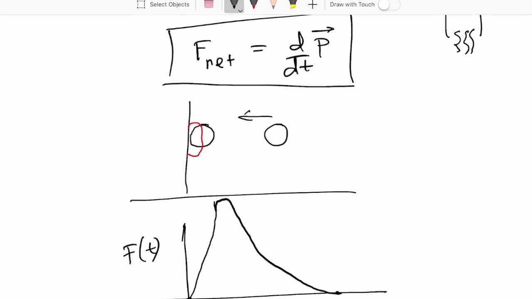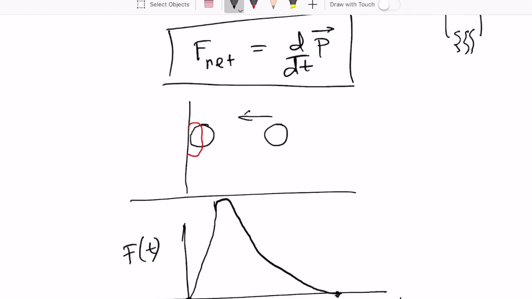And at that time, the force becomes 0. So the force would have this kind of time dependence. And the time interval over which the force acted, let's just call that delta t. This is our time axis, and we'll call this time interval delta t. This is very, very small.